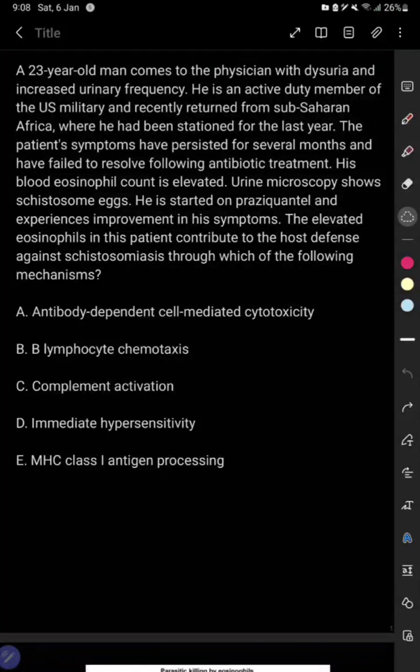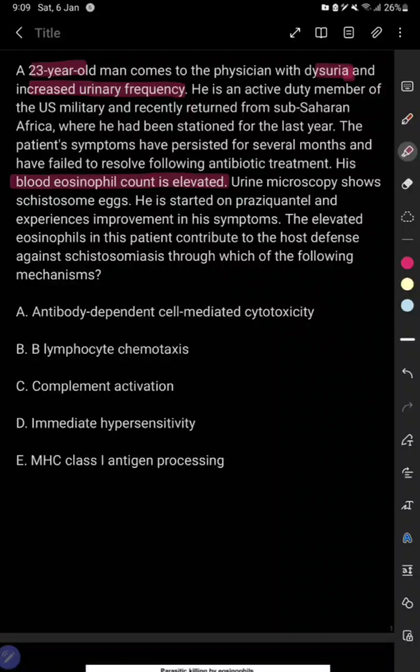A 23-year-old man comes to the physician with dysuria and increased urinary frequency. Okay, there is dysuria and increased urinary frequency. He is an active duty member of the U.S. military and recently returned from sub-Saharan Africa, where he had been stationed for the last year. The patient's symptoms have persisted for several months and failed to resolve following antibiotic treatment. His blood eosinophil count is elevated.